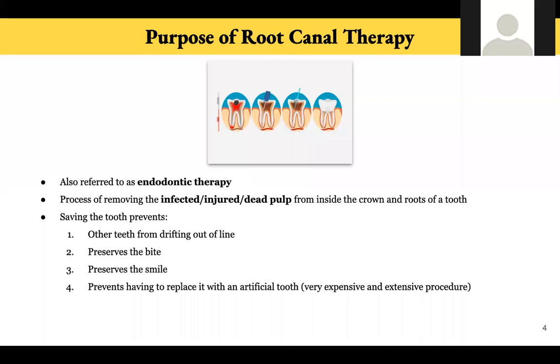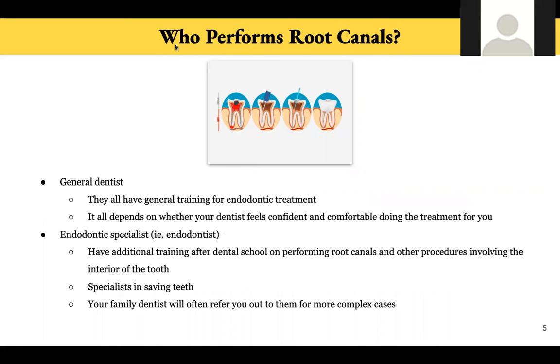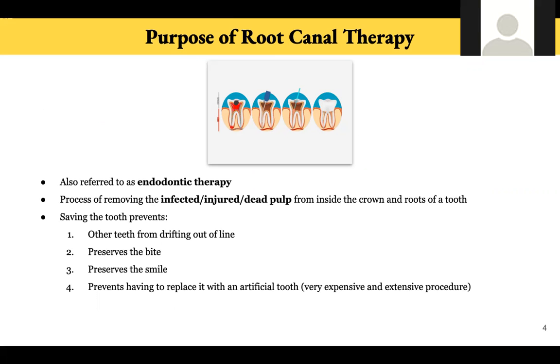Okay, so starting off with the purpose of root canal therapy, it's also referred to as endodontic therapy, so we may interchange between endodontic or root canal therapy throughout the talk. And essentially, it's a process of removing infected, injured, or dead pulp from inside the crown and roots of the tooth. The main purpose is to save the tooth, which will ultimately help prevent other teeth from drifting out of line, and it can also help preserve the bite and smile, as well as prevent having to replace a tooth with an artificial one, which can often be a very expensive and extensive procedure. So overall, its main purpose is to save the integrity of the tooth.